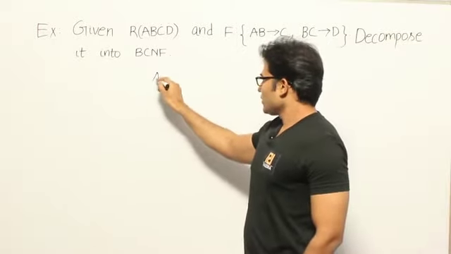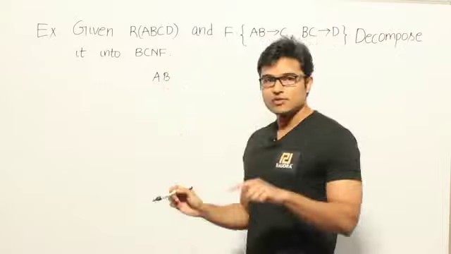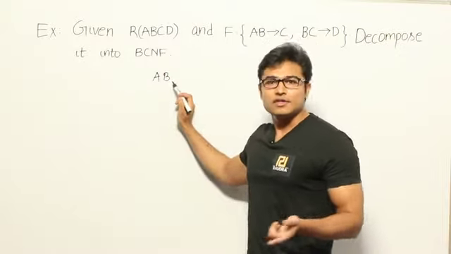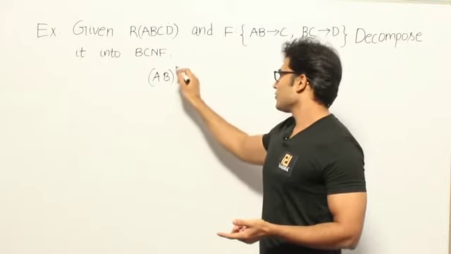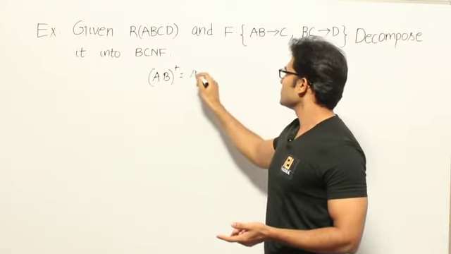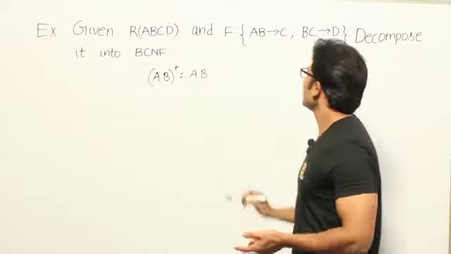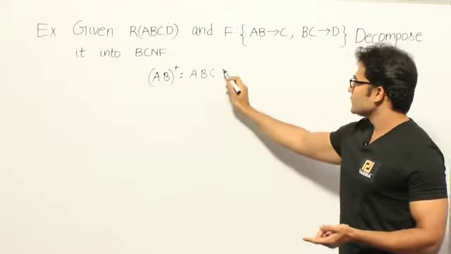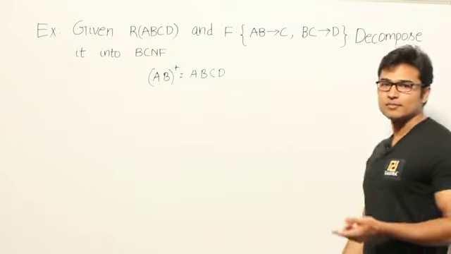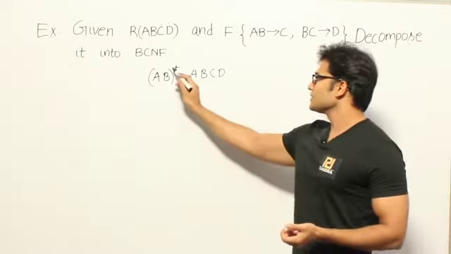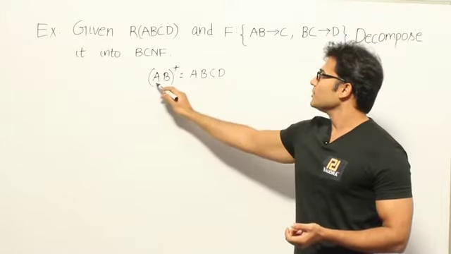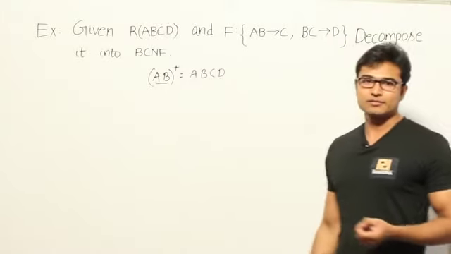So let's find out if AB is sufficient to be the candidate key. See, AB is necessary. I am trying to find out if it is sufficient. So how can I find out? Find AB plus. AB plus is going to be AB, and because of AB I am going to get C, and because of BC I am going to get D. Got it? Therefore AB plus I got as ABCD.